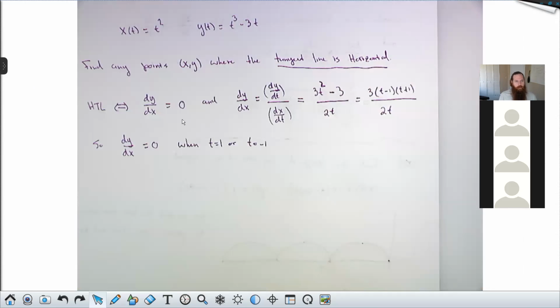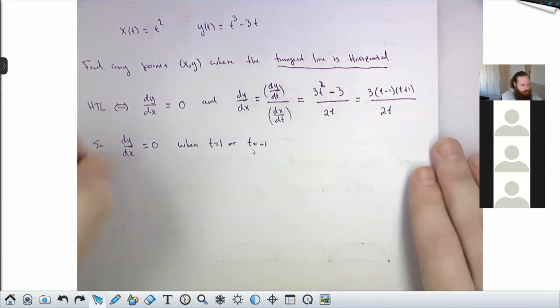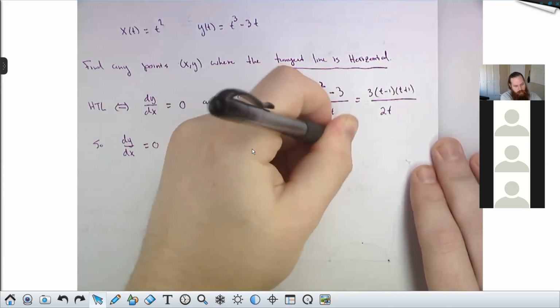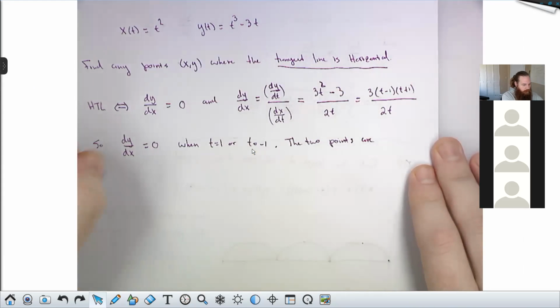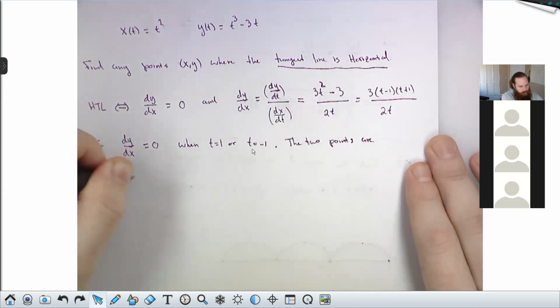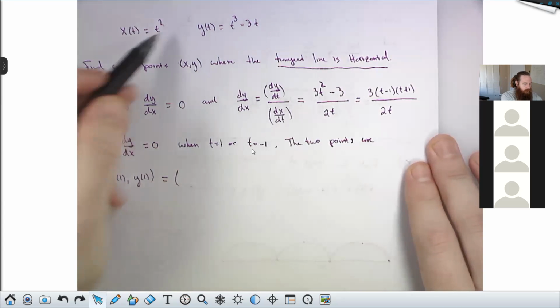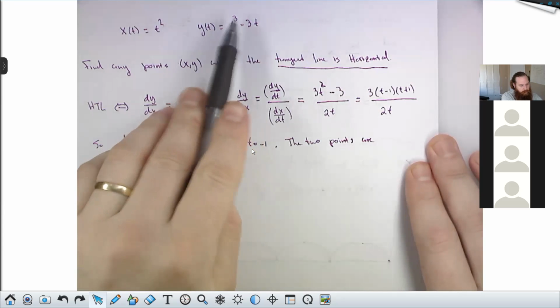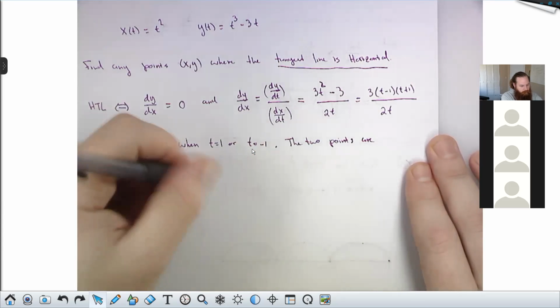Now, I didn't want t-values. Here's the catch, right? They said find any points x comma y where the tangent line is horizontal. And all I have are values of t. So to find the points, you need to plug these t-values in. x of 1 comma y of 1, which is 1 comma, what's y of 1? If I plug 1 in here, that's 1 cubed minus 3 times 1. That's 1 minus 3, which is -2.